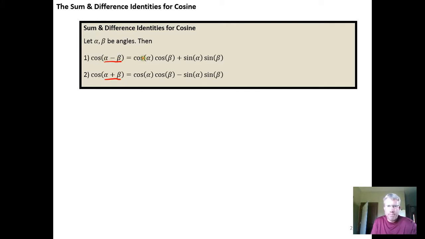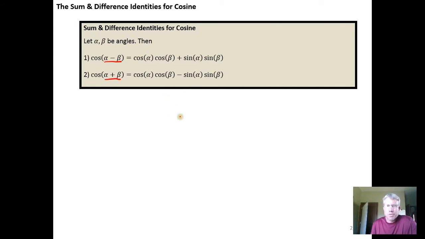And what we identify is that if we want to know the cosine of the difference between alpha and beta, we can take the product of the cosine of alpha and beta and add to it the product of the sine of alpha and beta. And if we want to find the cosine of the sum of two angles, we just take the product of the cosines of the two angles and we subtract the product of the sine of the two angles.